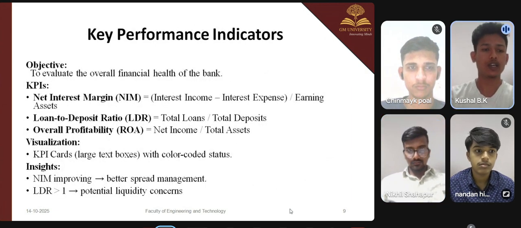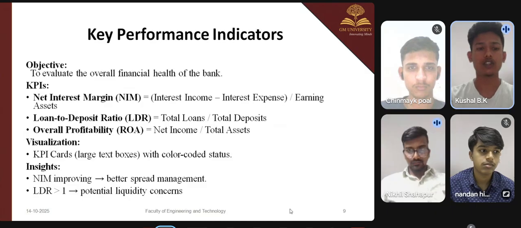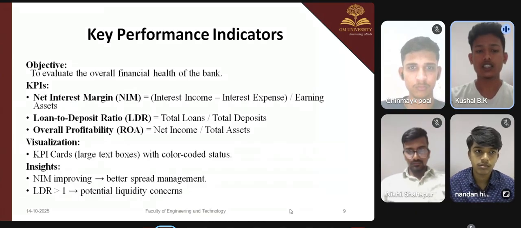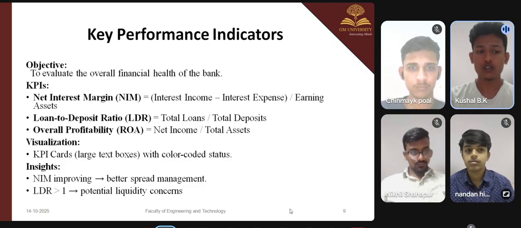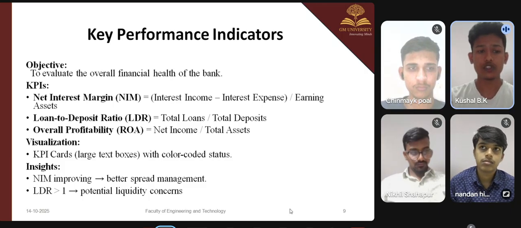In key performance indicators, the objective is to evaluate the overall financial health of the bank. The key measures are net interest margin, which is net interest income minus interest expense divided by earning assets, and the loan to deposit ratio, LDR, which is total loans divided by total deposits. For overall profitability, we use net income divided by total assets.